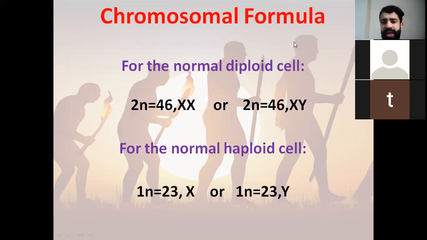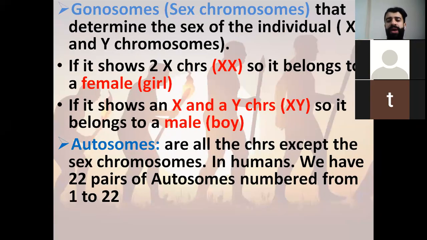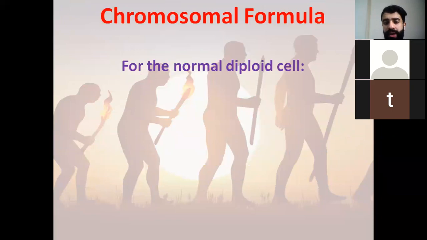Okay, so this is everything related to the karyotype. We said the karyotype, how can we determine? We know the meaning of autosome and the meaning of gonosome. Also, we determine the chromosomal formula. From now on, I'm going to ask you about the chromosomal formula.